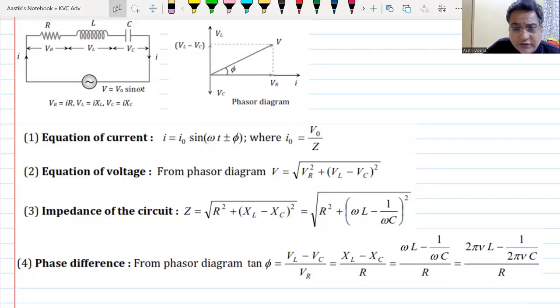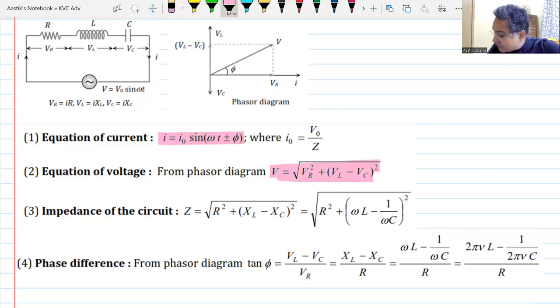So let us just quickly go through what we have done so far. This is a simple example of an LRC circuit. Here we have taken the case that VL is greater than VC. Everything is put in a formulated way. The equation of current, I is equal to I naught sine omega t plus or minus phi, depending on VL is greater than VC or VC is greater than VL. The equation of voltage will be like this, depending on VL is greater than VC or VC is greater than VL. The impedance of the circuit would be like this.